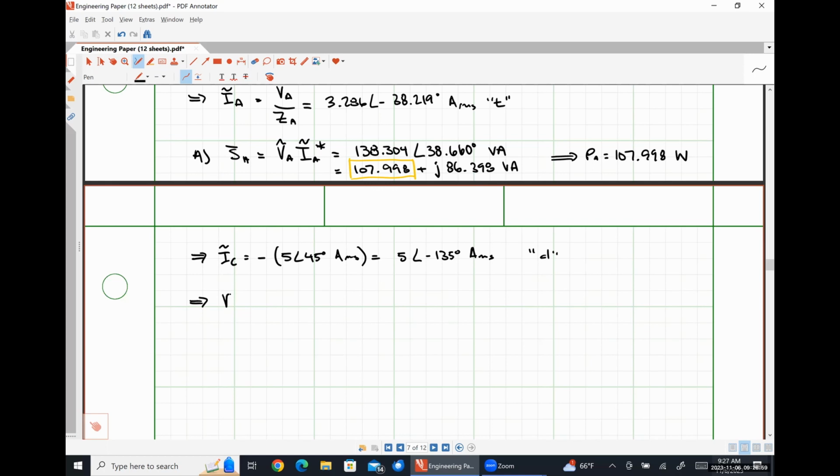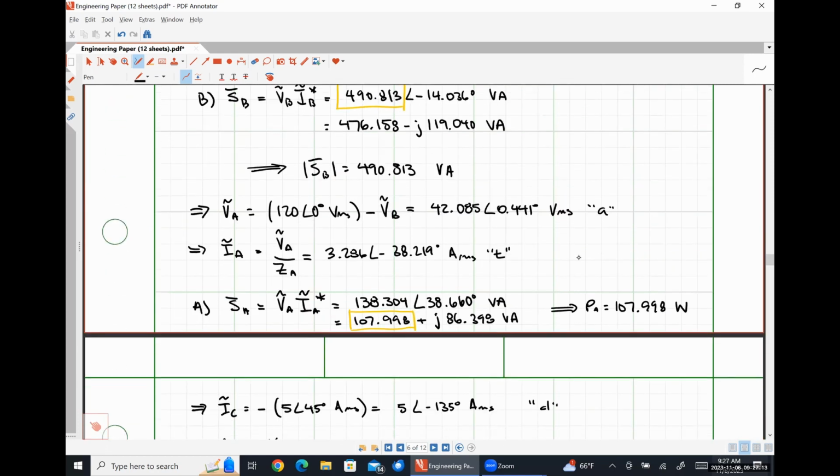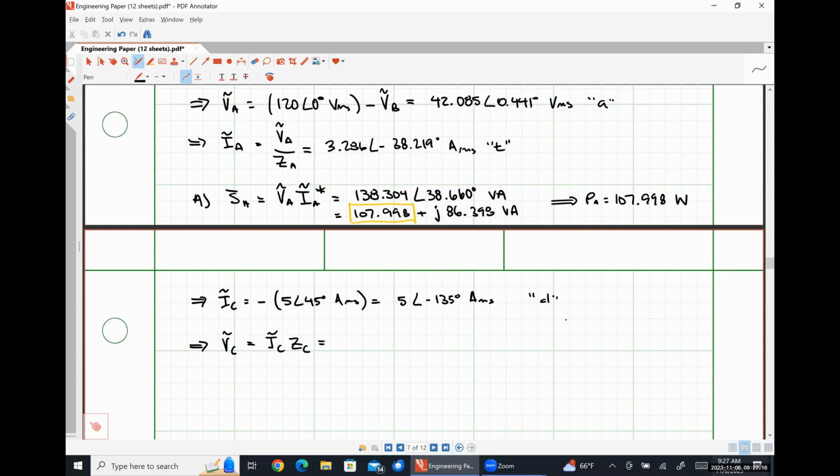From this, VC is just IC times ZC, just Ohm's law, where ZC was 8 angle 30. I get 40 angle negative 105 degrees volts RMS. I'm going to store this as Y. I don't think I've used Y yet.